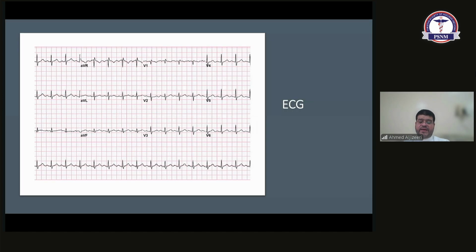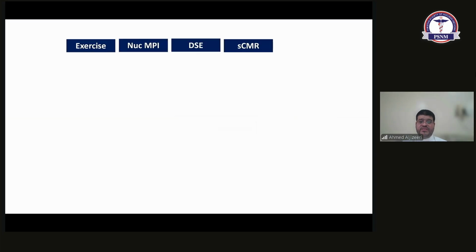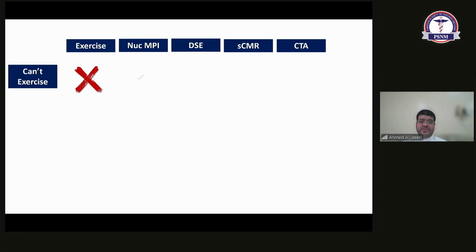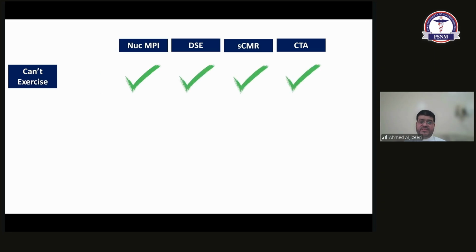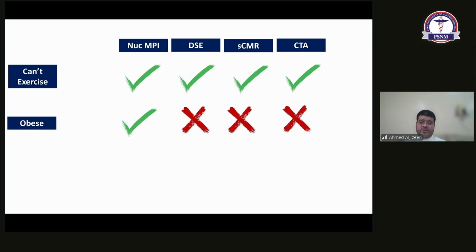Now let's go back to our patient. This is her ECG, and it can be interpreted, as you can see. And so all of these are options. She cannot exercise, so probably exercise stress test cannot be done, but we can do nuclear MPI, dobutamine stress echo, stress MR, and CT. She is a big lady. She has a BMI of almost 59, so nuclear stress test can be done, but dobutamine stress echo, stress MR, and CT may not be a good option.